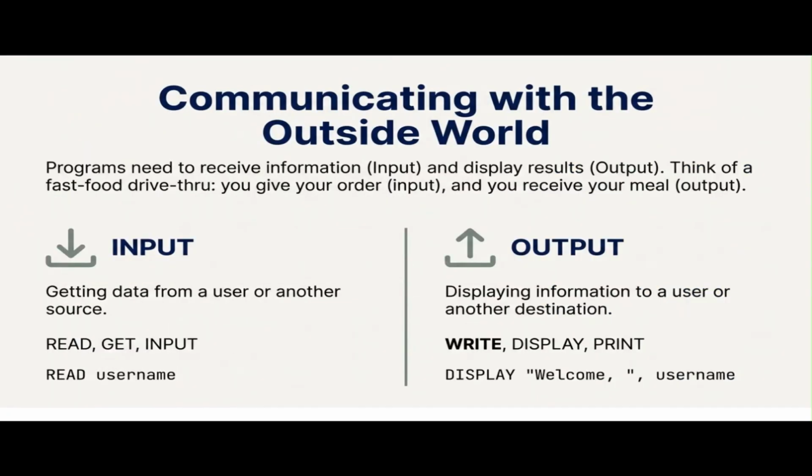Input and output, how programs talk to users. Imagine a drive-through. You input your order, get output as your meal. On the left, input, getting data, using words like READ, GET, or INPUT. Example, READ username, grabs what the user types. On the right, output, showing stuff, with WRITE, DISPLAY, or PRINT. Example, DISPLAY welcome, username, prints a greeting with the name. This makes programs interactive, not just silent calculators.